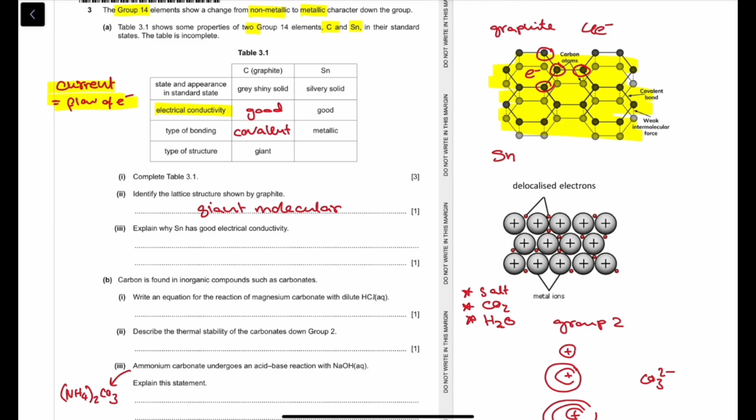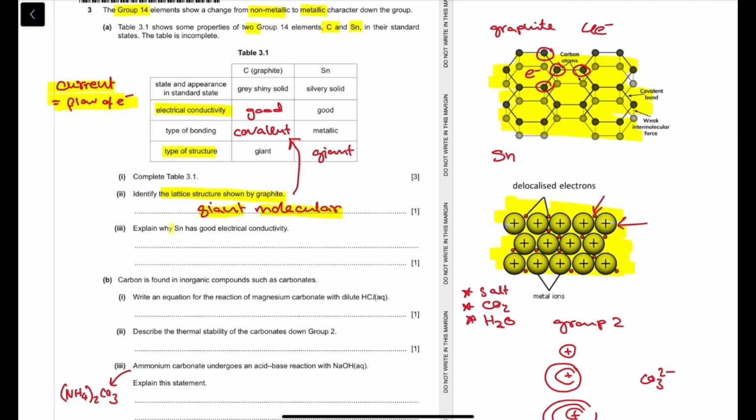It's asking for the type of structure of tin. So tin is a metal, and it is giant for that reason. Here is the structure of tin. It is a giant metallic structure consisting of a lattice of metal ions in a sea of delocalized electrons. It's asked us to identify the lattice structure shown by graphite. So it's giant because it consists of many, many, many atoms, and it's molecular because it consists of covalent bonds only.